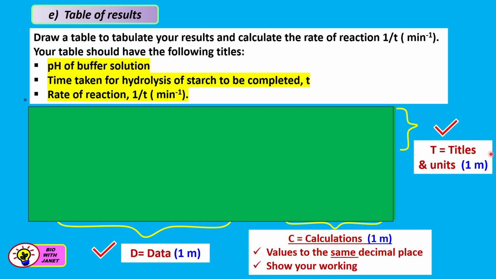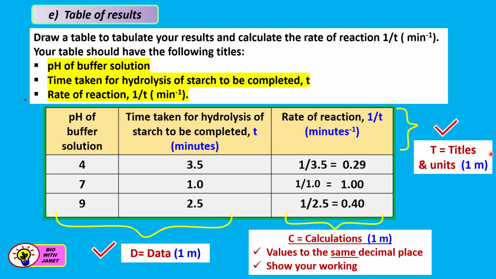Right, let's discuss the answer. In the first column, the first title is pH of buffer solution, that is 4, 7, and 9. For the second column, it's the time taken for the hydrolysis of starch to be completed, T. And since the rate of reaction is per minute, that means your T must be in minutes.